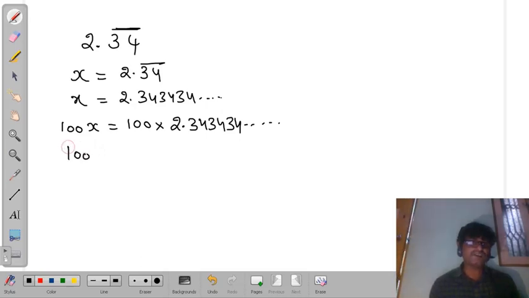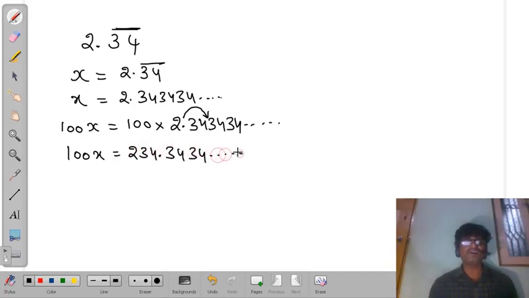So 100x equal to 100 times this one. Actually how many zeros here? We have two zeros. So just move this decimal point two digits right. So it will become 234.3434 and so on. Okay, so 100x equal to this one.